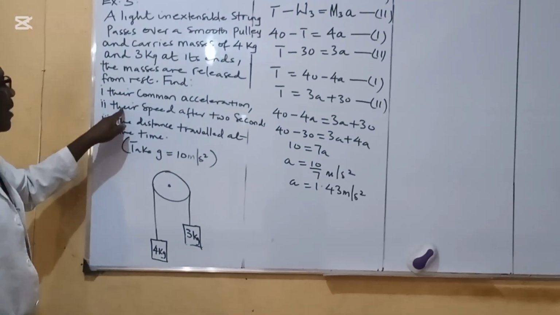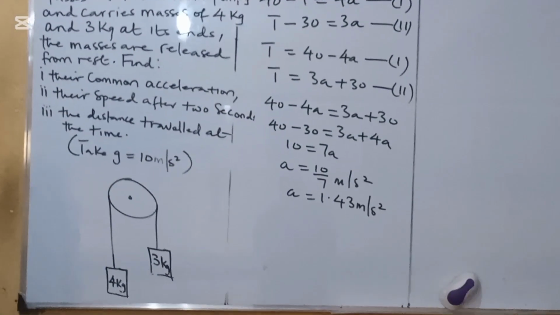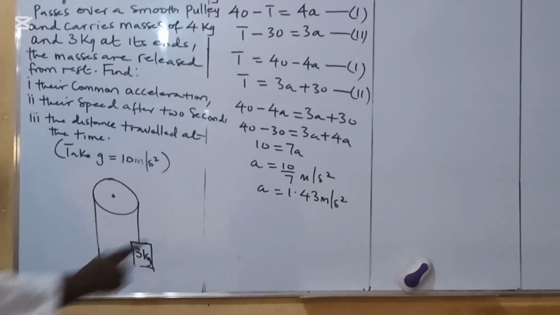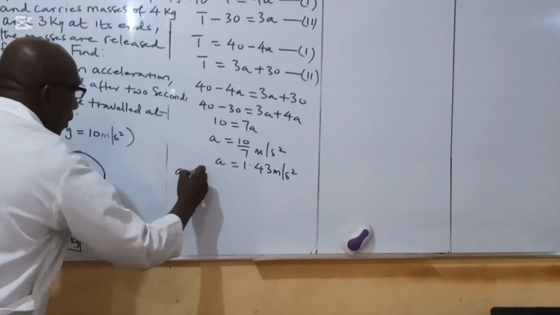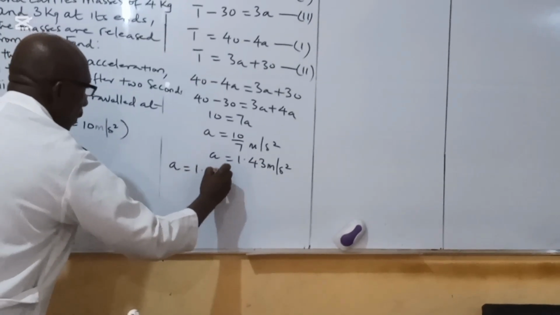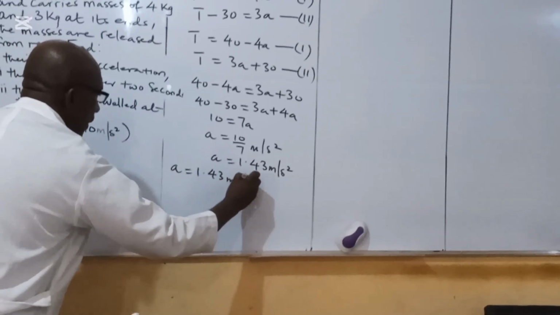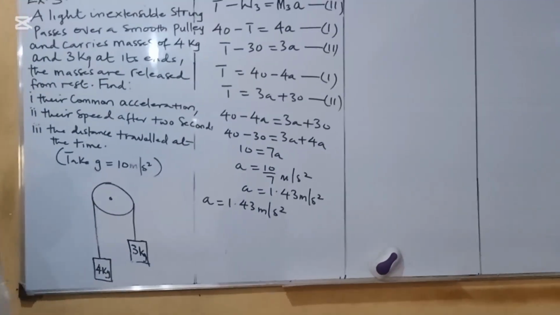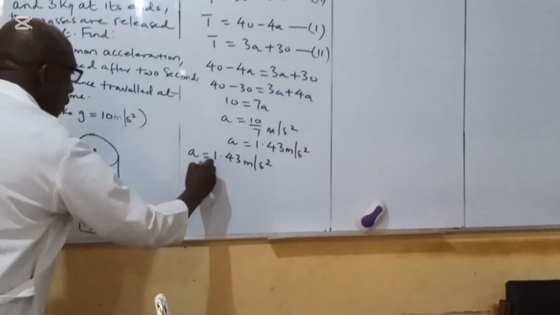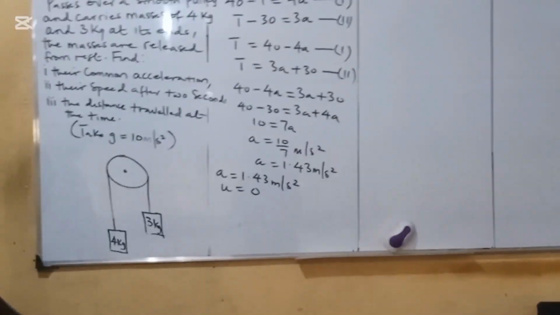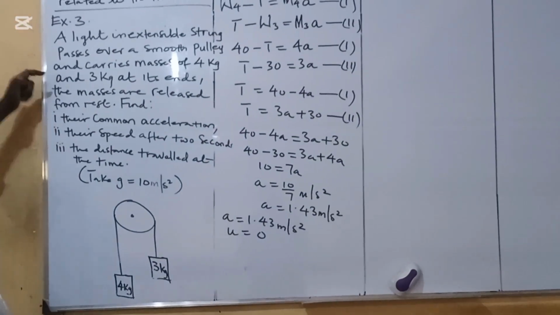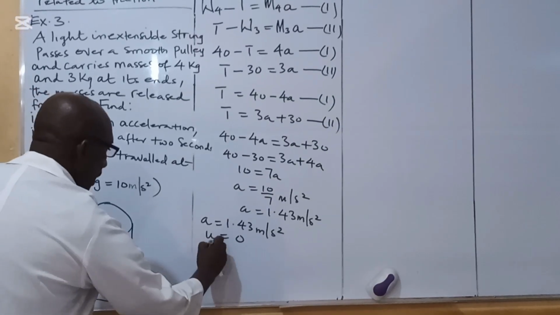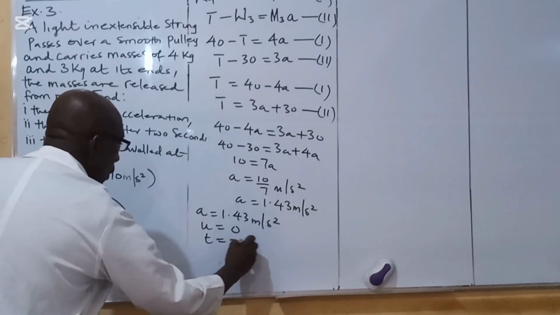Now their speed after 2 seconds. Now mark you, the acceleration we've gotten is a equal to 1.43 meters per second squared. And they said the body is released from rest. That is u is equal to 0. What else do we know? We know that the time is 2 seconds. Their speed after 2 seconds. Now, t is equal to 2 seconds.